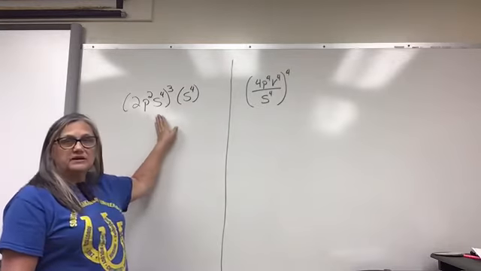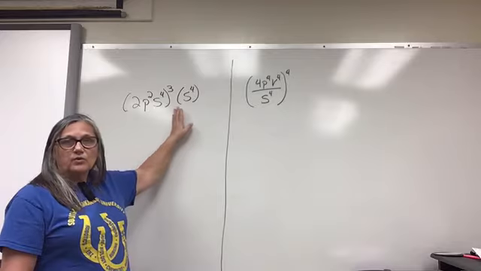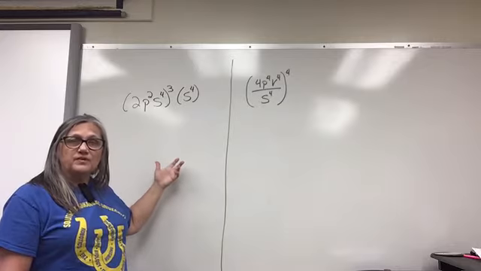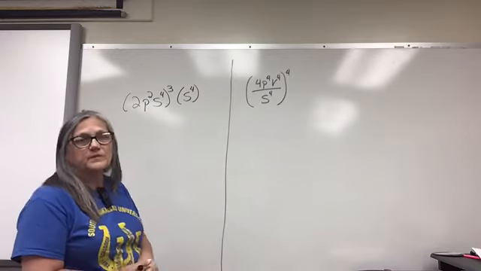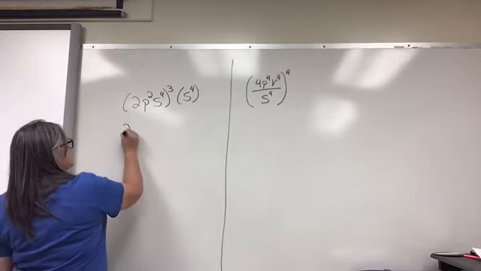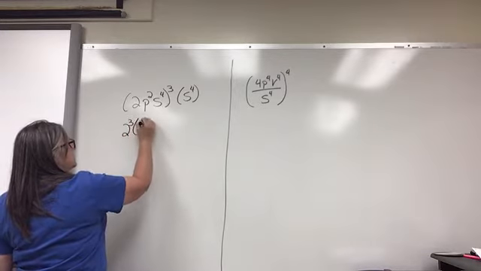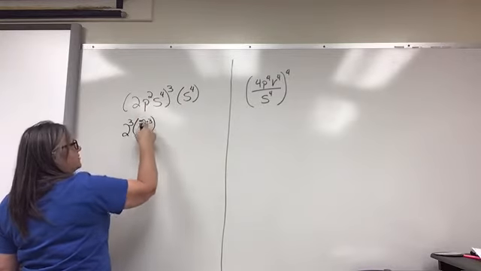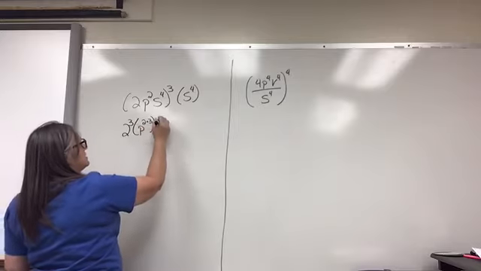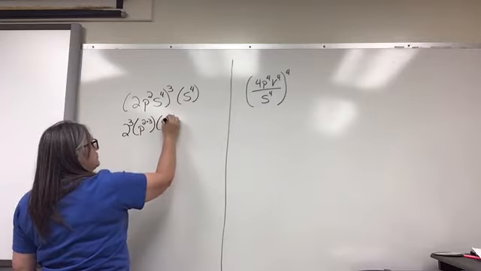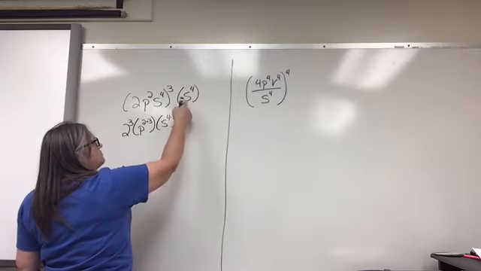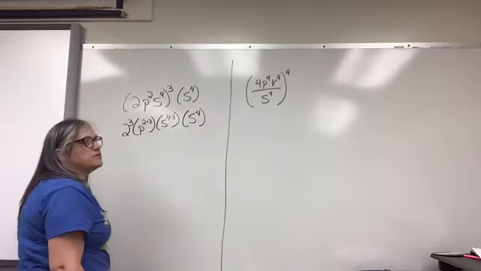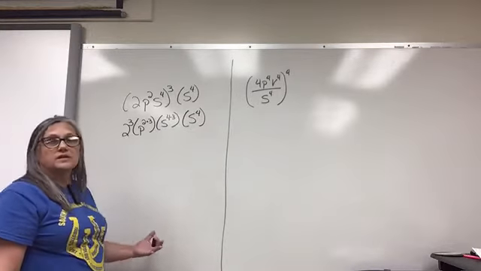Well, I have this entire term raised to a power, so I have to raise everything inside that parentheses to the power of 3. So this is going to end up being 2 to the third times p to the 2 times 3. Remember, when I raise a power to a power, I multiply those two things. Times s to the 4 times 3. But I'm not raising this one to any power, so I'm just going to leave it as s to the 4th.